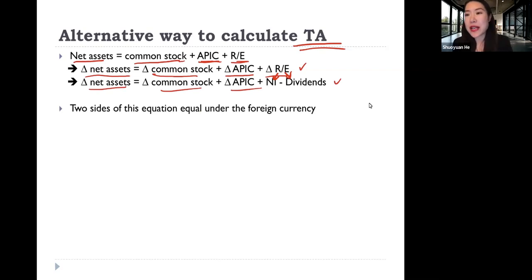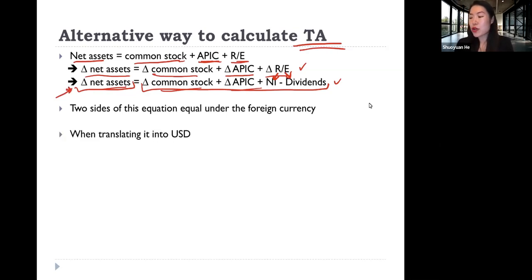The issue here is that the two sides of this equation are equal under the local currency, in which the subsidiary made its financial statement. So when the subsidiary made its financial statement under the local currency, this equation should balance.